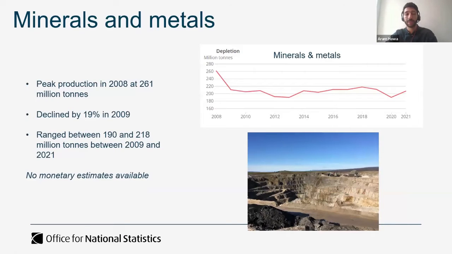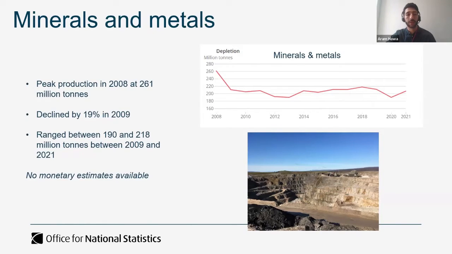More limited than coal, for minerals and metals, we are only able to report on the physical rates of depletion, and we can see that peak depletion occurred in 2008 at 261 million tons. This declined by 19% in 2009, and then ranged between 190 and 218 million tons between 2009 and 2021, but overall stayed at broadly similar levels. The limiting factor with mineral and metal estimates was not having comprehensive reserve data. Without this, we weren't able to map reserve levels over time or derive other changes in stock.